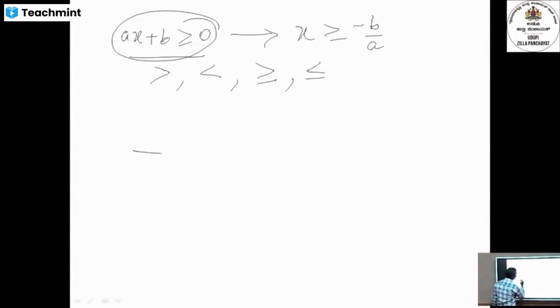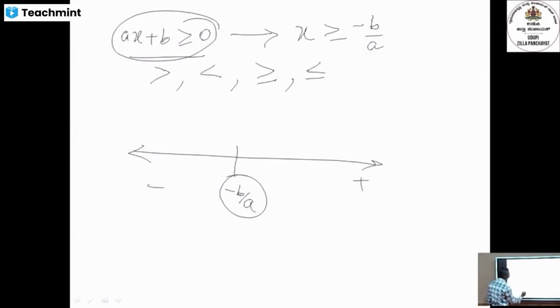So that means you should know the number line. So if this is a number line and there is a point minus b by a, then x should be greater than that. So towards the right-hand side it is plus and this is minus. The values will be lying on the right side of minus b by a. Here equality is there, so this point is also included, and we go to the right.